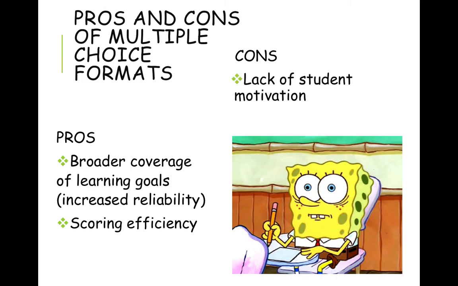Cons, it gets pretty boring to do multiple choice items, and it's not always the best for student motivation. And there's a lot of guessing, right? So it's very simple to guess answers. If you do a classic multiple choice with 4 responses, that means your student has a 25% chance of guessing the correct answer. So that will impact the reliability and validity as well.